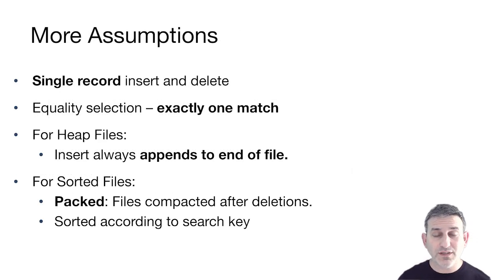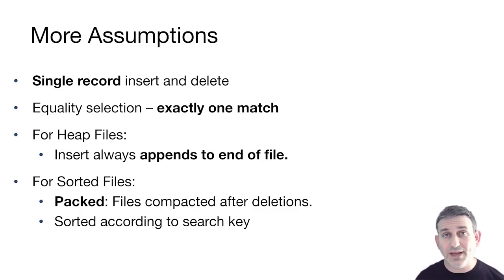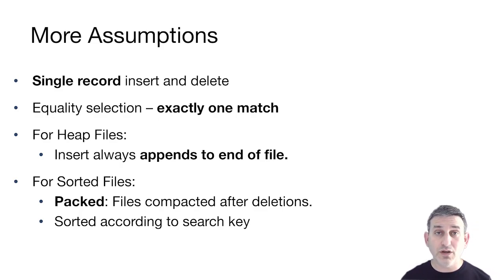Okay, here are some more assumptions. First of all, and this is a big assumption, we'll assume that every insert and every delete query is an insert or delete of a single record. In practice, that might not be true. For today, we're going to do that to simplify our calculations. For equality selections, we'll assume exactly one match for a selection of the form where column equals value. Now, obviously, in general, that wouldn't be true. If you say where name equals Joe, for example, there might be many matches in a data set. But we'll assume here that there's going to be exactly one match for each equality selection. It's a strong assumption, but again, we'll use it to simplify our calculations.